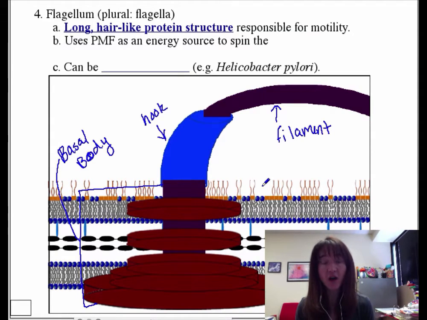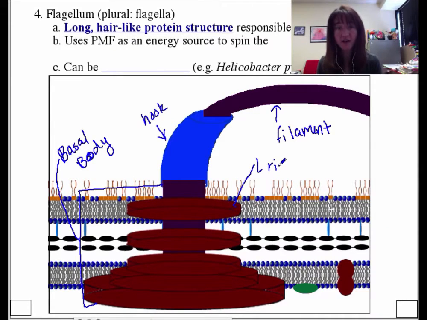And the rings are named the L ring. So this top one there is the L ring. The middle one here is the P ring. And bottom down here, this one is called the MS ring. And this is called the C ring.